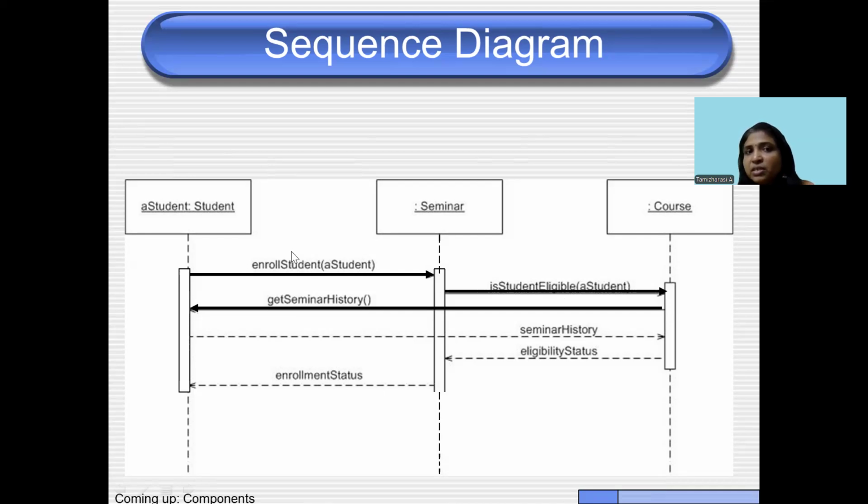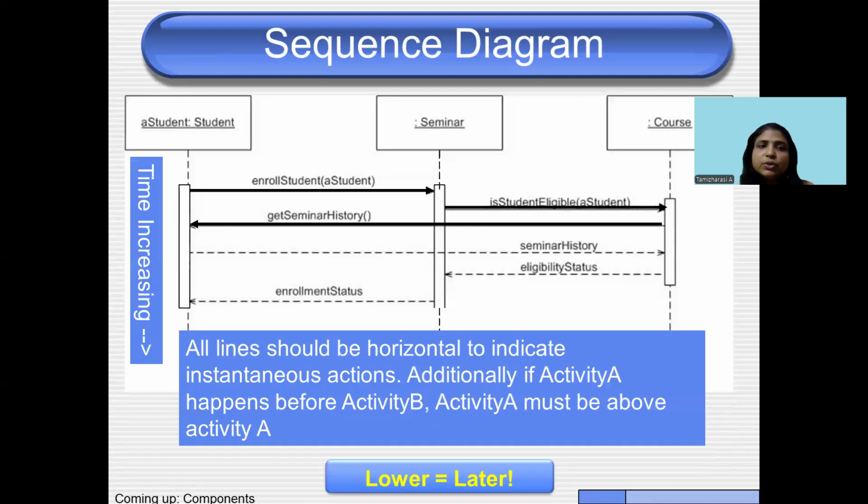First, the student is enrolling for a seminar. Internally, the student's profile is validated to see whether he is eligible for that particular seminar. Then the history about the seminar is sent to the student. This is how the interaction exists between the objects, and this is how it is represented diagrammatically.